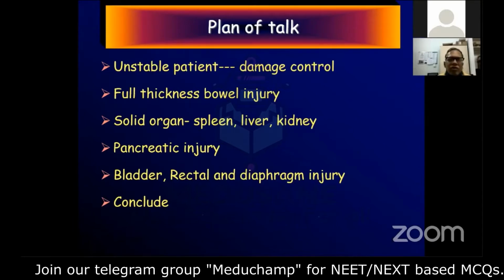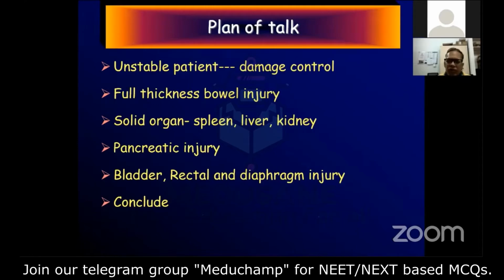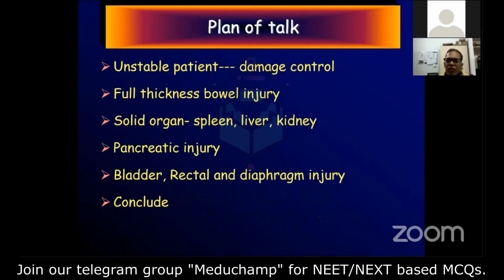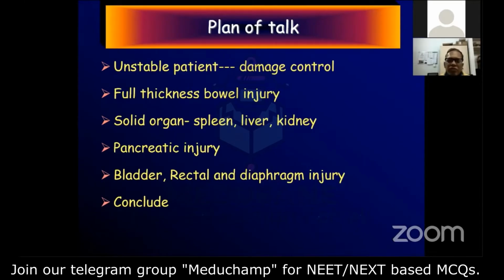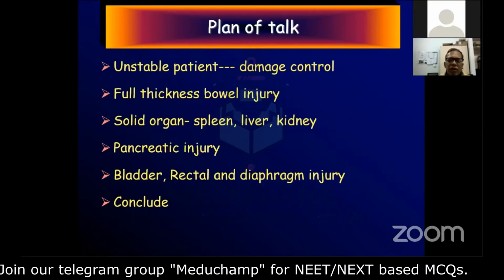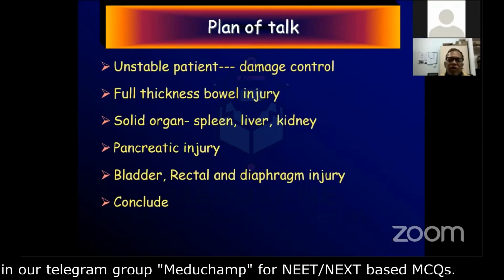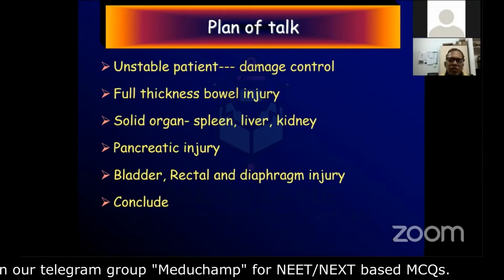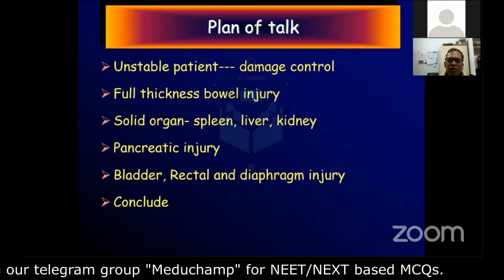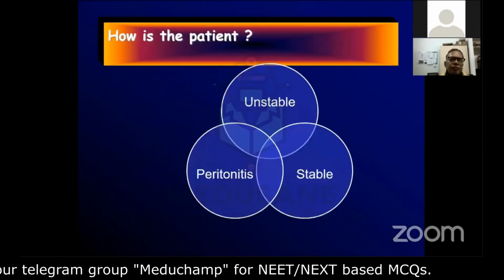If there is solid organ injury, spleen, liver, kidney, pancreas, they are considered solid organs. They are very vascular, they will bleed, and you can plan how to manage the case subsequently, I'll tell you. Pancreatic injury, I have made it special because it has very high mortality and morbidity. We will also discuss urinary bladder injury, rectal injury, diaphragmatic injury. At the end, I'll conclude.